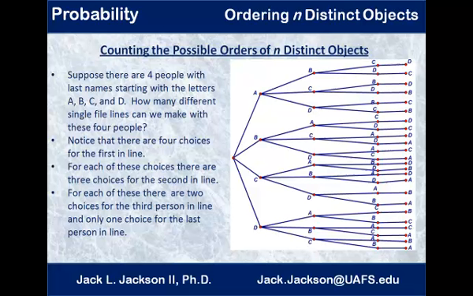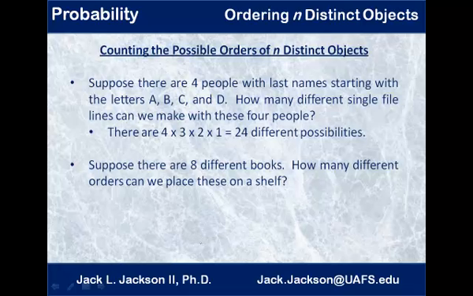So let's look back at this tree. Notice for the first choice we have 4. For every one of those we have 3, and for every one of those choices we have 2 for the next, and for every one of those just 1 for the next. We can multiply to see the total number. We can take 4 times 3 times 2 times 1. And that's going to give us the total number.